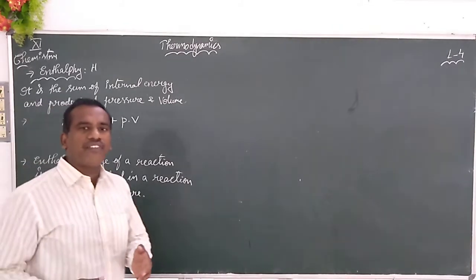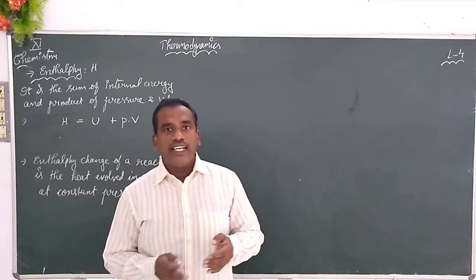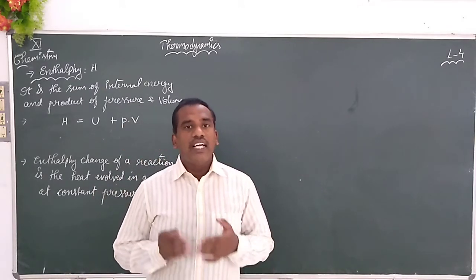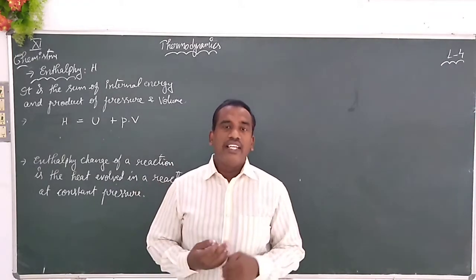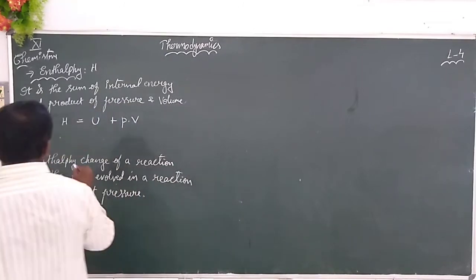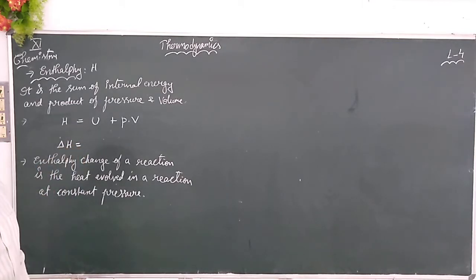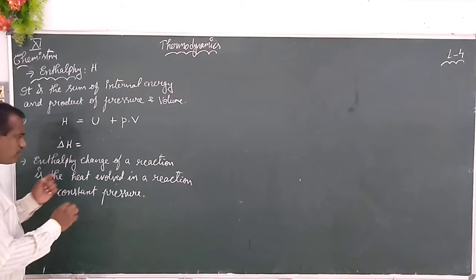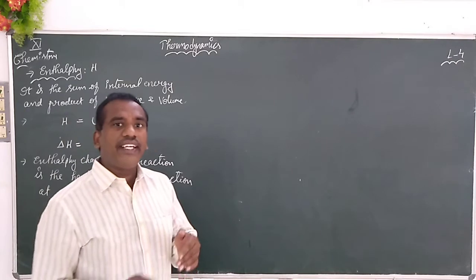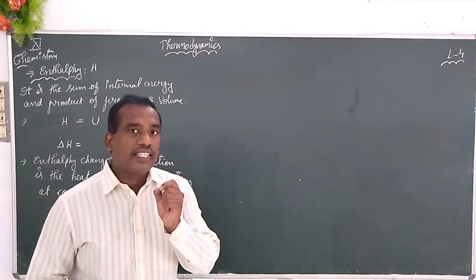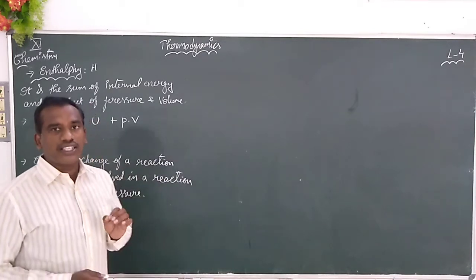But generally, in this enthalpy, there is heat evolved in the reaction. At the start of the reaction, some heat will be there. At the end of the reaction, some heat will be there. It means there is a heat change. The change in this enthalpy is generally represented by the symbol delta H. It is given that the change in enthalpy is equal to the heat evolved in the reaction. The condition is at constant pressure. What is constant, children? At constant pressure.